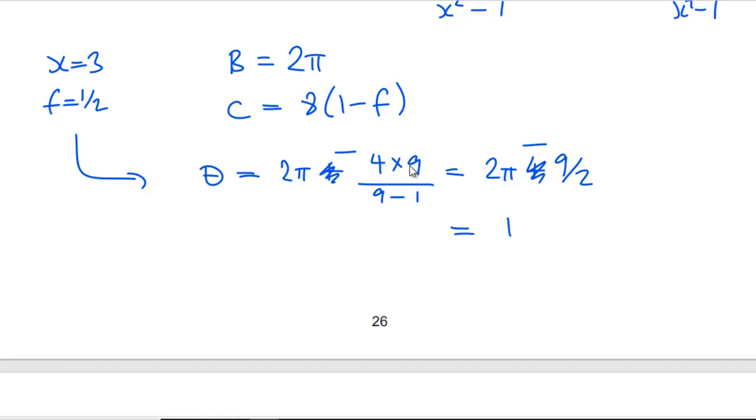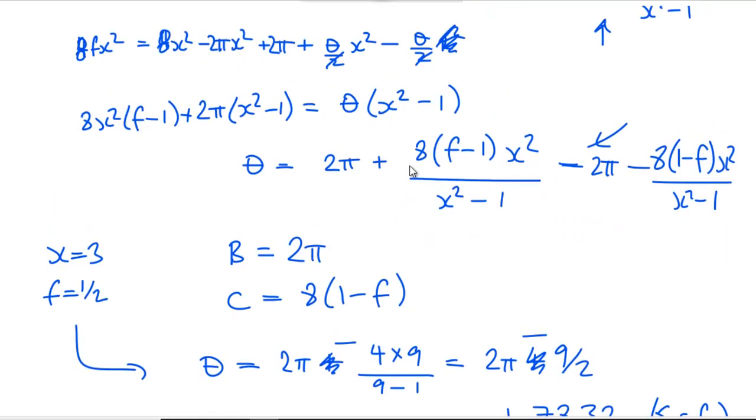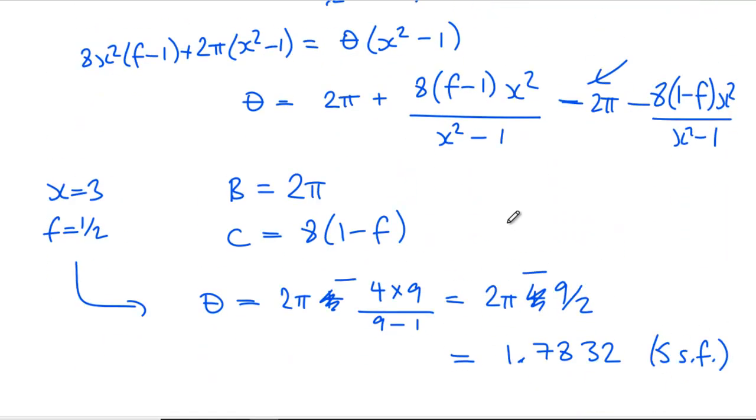So we've got 1.7832. So that's 5 significant figures. There we go. That last part nearly tripped me up by losing that minus sign. When they rearranged this, make sure that you don't fall into the same trap I did on that one. Or nearly did. At least I managed to reverse it at the last moment.